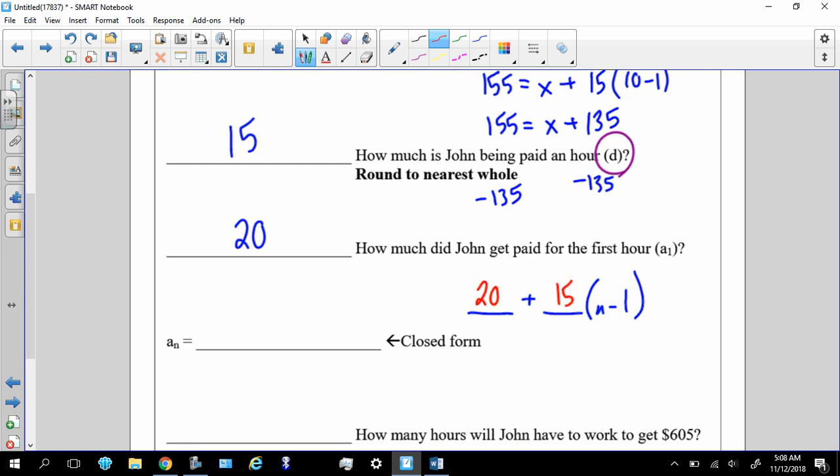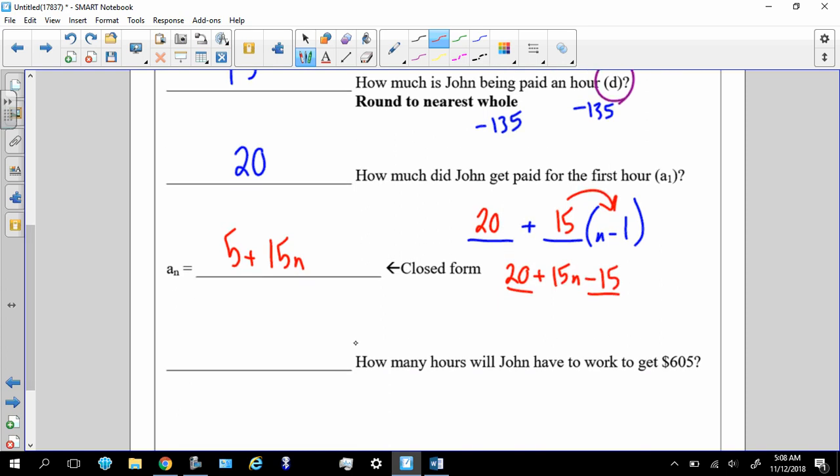This is 15. Distribute: 20 plus 15n minus 15. That's 5 plus 15n. And you might be asking, where did I get 5? Well, 20 and negative 15. How many hours would John have to work to get 605? This is another guess and check. Your answer ends up being 40.